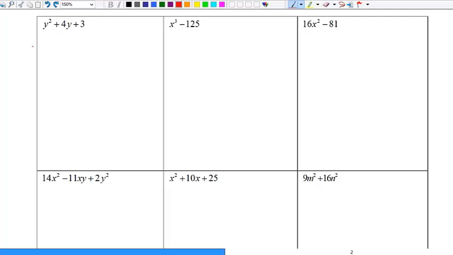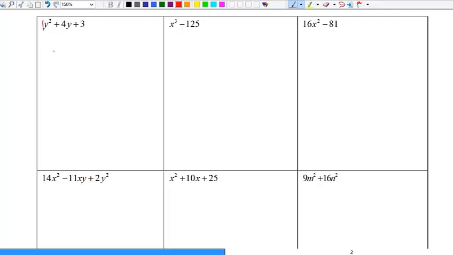Okay, so on the next one, y squared plus 4y plus 3, step 1 says to look for a GCF. There is no GCF between these three terms, so we go to step 2, which says how many terms do you have? Well, I have 1, 2, 3 terms here, so we know it's a trinomial. So I have to ask the question now, is a equal to 1? Well, if a is equal to 1, and it is, then we have an easy trinomial, yay, because there's a 1 in front of the y squared.